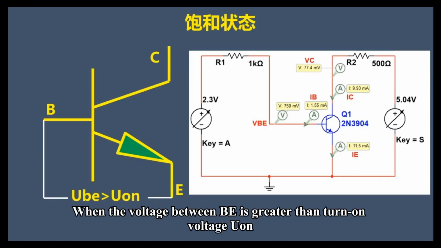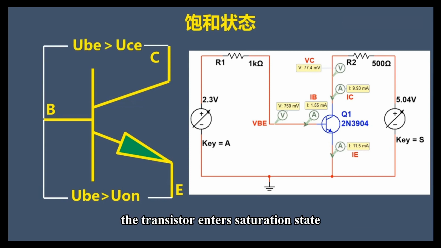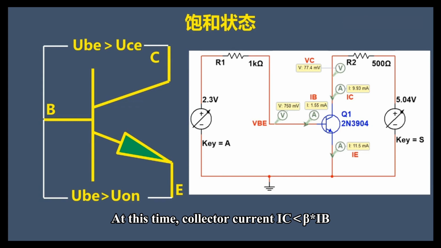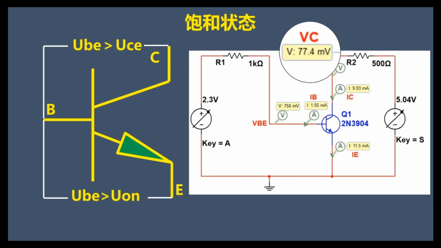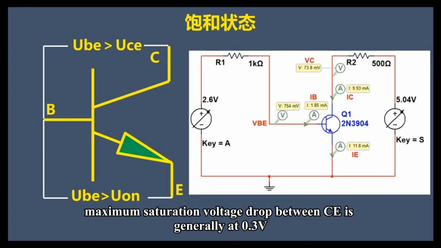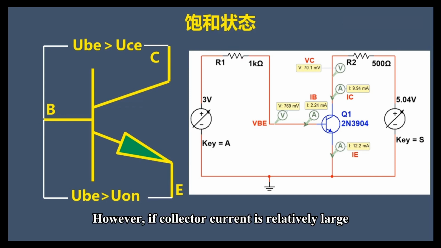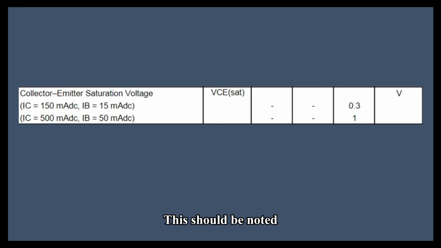When the voltage between B and E is greater than the turn-on voltage Vγ and the voltage between C and E is less than that between B and E, the transistor enters the saturation state. At this time, collector current IC is less than beta times IB, and there is a small voltage difference between C and E of a transistor. For tens of milliamperes of collector current, the maximum saturation voltage drop between C and E is generally 0.3 volts. However, if the collector current is relatively large, the maximum saturation voltage drop between C and E may reach 1 volt when a transistor saturates. This should be noted.